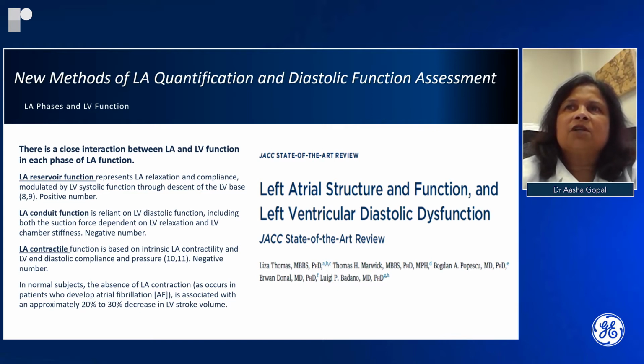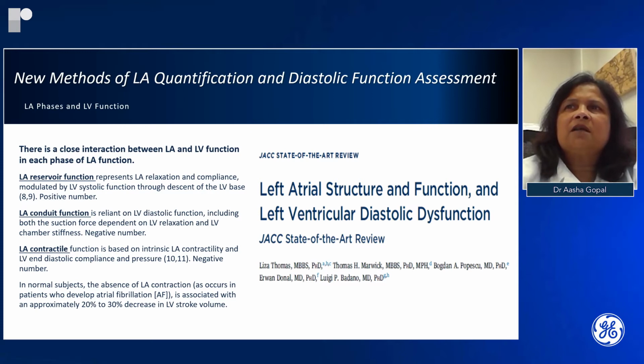The conduit function is reliant on left ventricular diastolic function, which includes both the suction force dependent on left ventricular relaxation and left ventricular chamber stiffness. Since the left atrium is emptying passively, the fibers are shorter in the final position, and therefore this is expressed as a negative number.